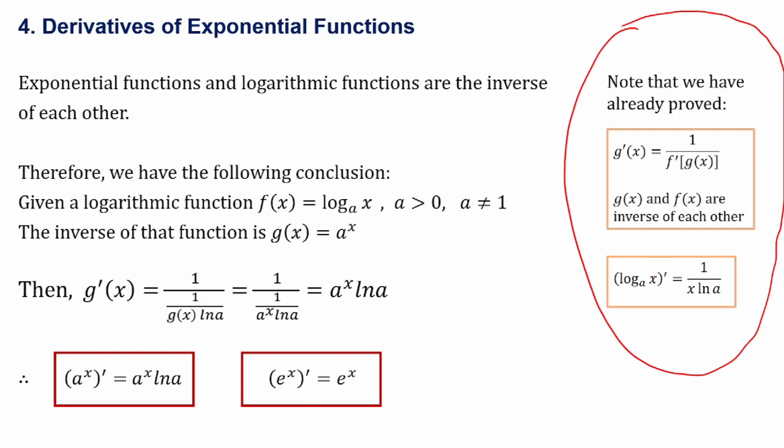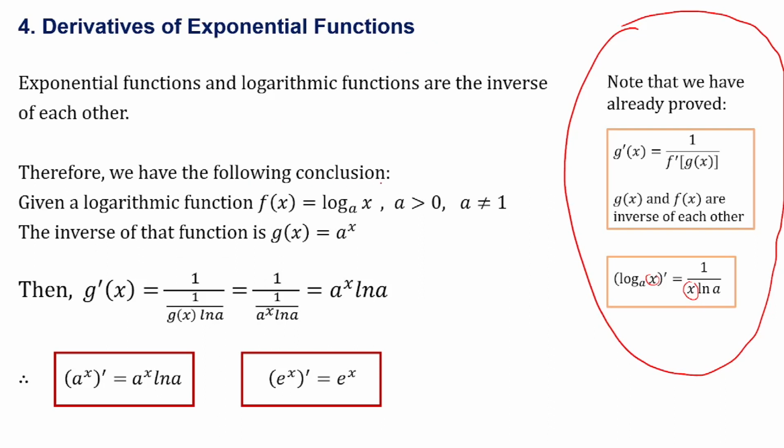And on the other hand, we have also found the derivative of a logarithmic function like this, log base a of x. The derivative of this logarithmic function is 1 over x times ln a, right? x is your independent variable here. Okay, so we know that exponential functions and logarithmic functions are the inverse of each other. So we can use this knowledge to help us find the derivative of the exponential functions.